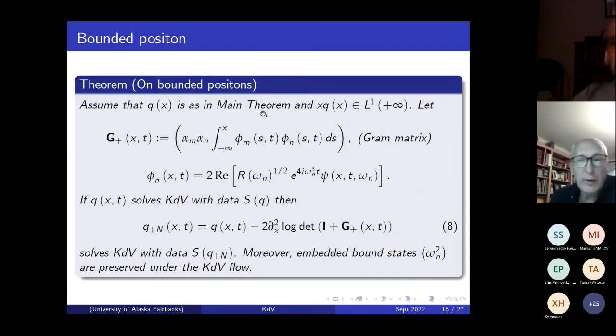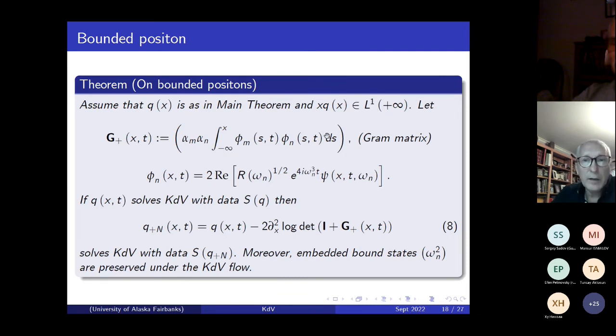And now another main theorem, on bounded positons. So far, even though the whole thing was developed in the context of the KdV equation, there was no KdV equation used. Now it's time to introduce a time evolution. So assume that the initial data of the KdV equation is as in the main theorem, and it is square integrable, and short range at plus infinity.